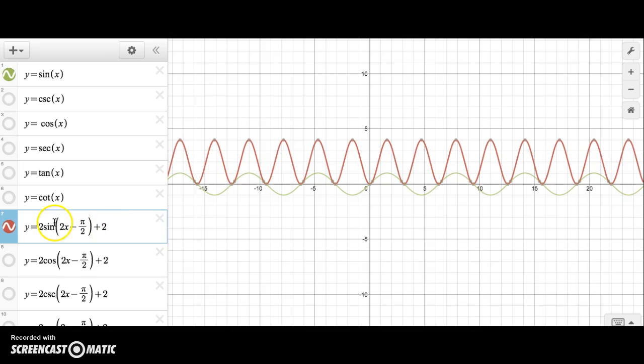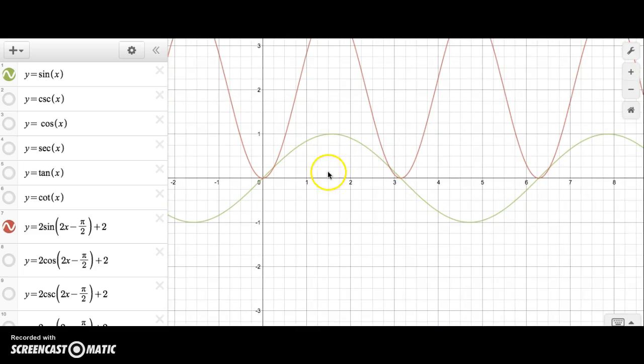So, this is assuming that you have an amplitude of 1, which is why it only goes up to 1. See? Up 1, down 1, up 1, down 1. So this 2 makes it go up 2, down 2.